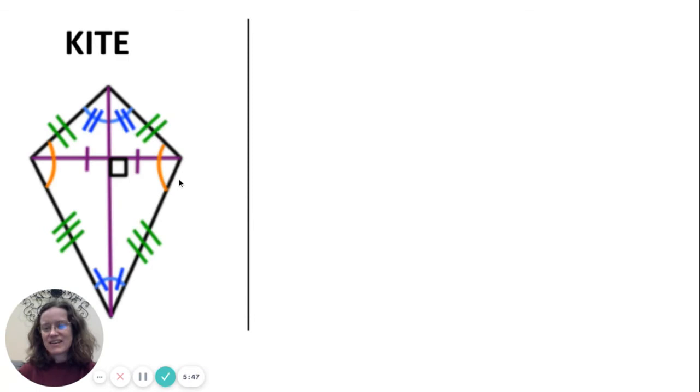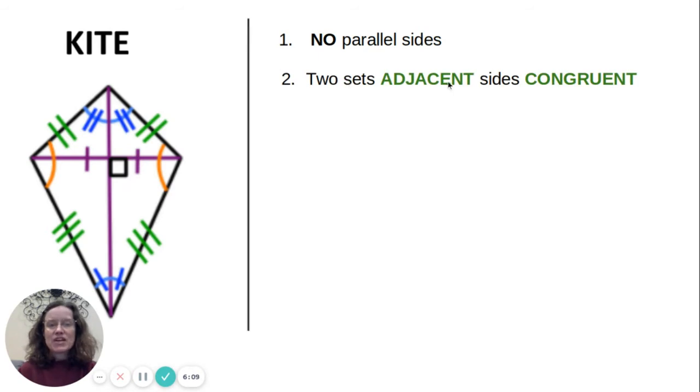Then we get to the fun guys, these kites. Kites are a special one. You don't spend a lot of time talking about them when you're in younger grades because they don't have parallels. And so people don't seem to think they have a lot of special properties, but they do. Now remember that a kite has no parallel sides, and so you don't get to use any of that. But the adjacent sides are going to be congruent in two pairs.